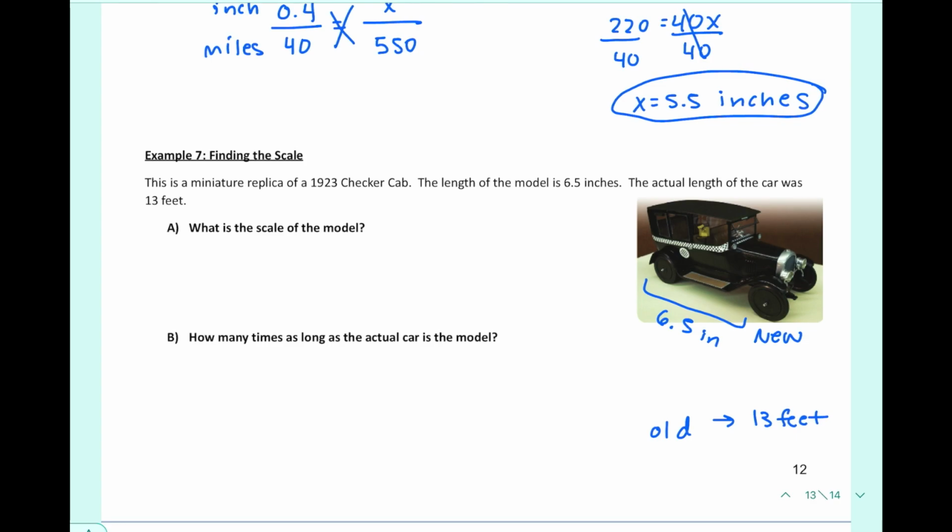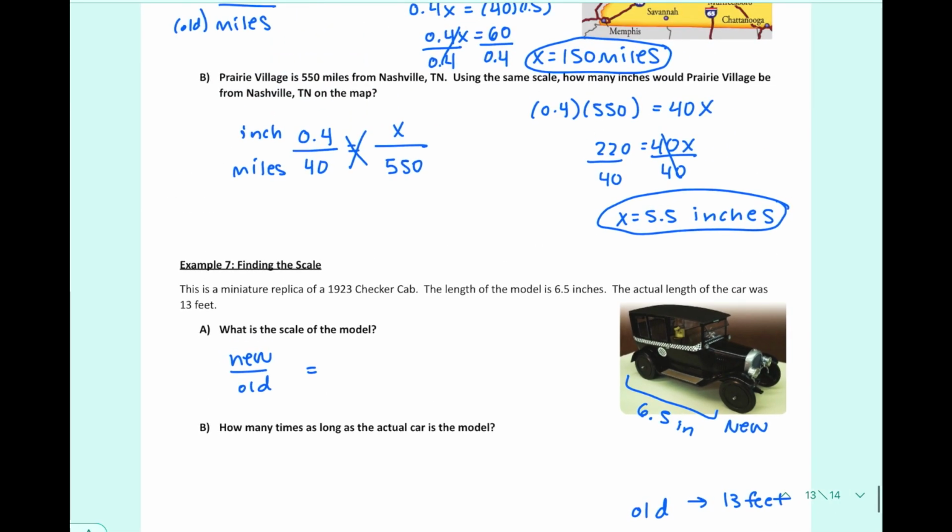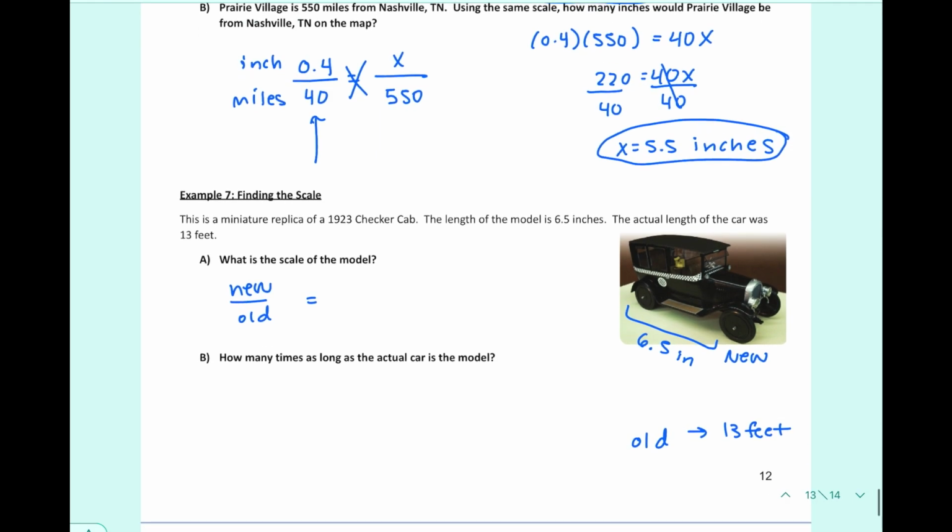Then it says, what is the scale of the model? So again, we just have to relate two sides, new over old. It's okay if they're different units because like up here, we had different units on the top and the bottom, so that happens. So I would start by saying, okay, 6.5 inches over 13 feet. And then we need the scale, so we can reduce it to 1/2, but you still have to have the unit. So the 1 inch goes with 2 feet as the scale. So anything that was an inch on the model was 2 feet on the actual vehicle.